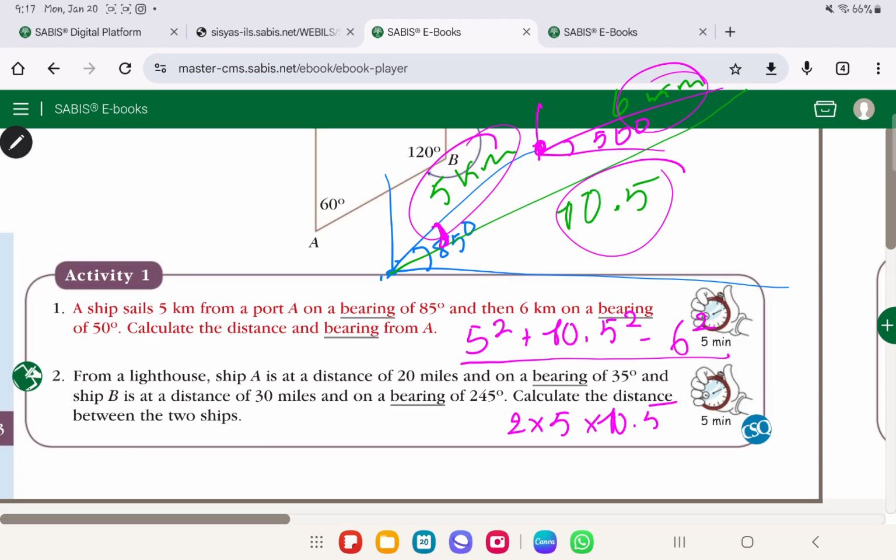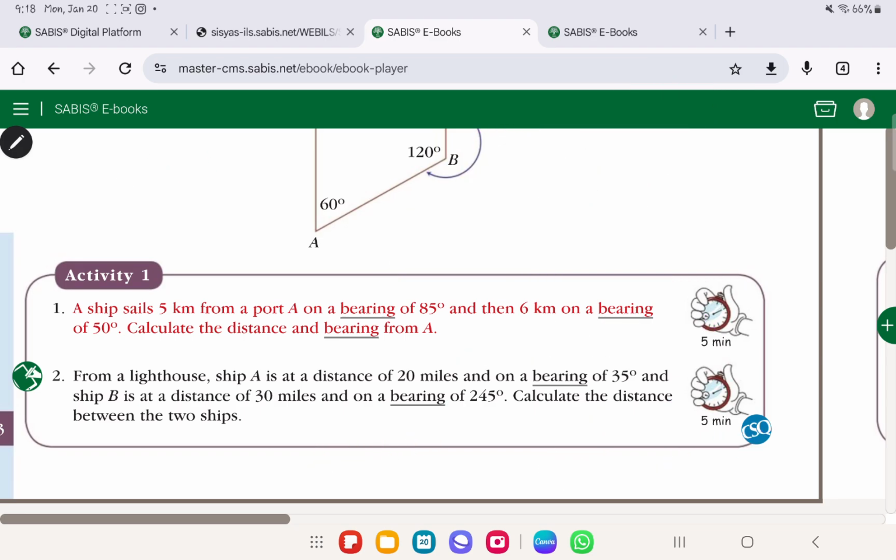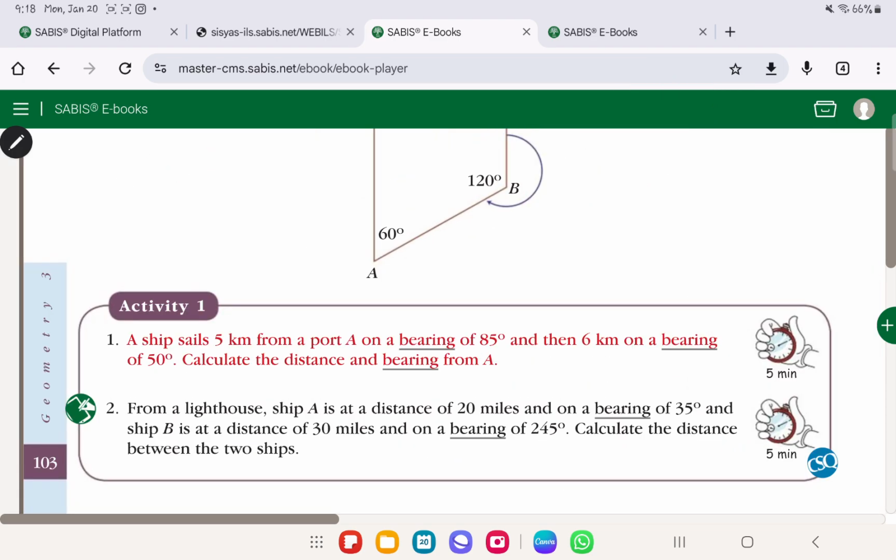If you apply it on the calculator, it is 5 squared plus 10.5 squared minus 6 squared divided by 2 times 5 times 10.5, and you are gonna get that cosine of the angle here, which we will call A, is equal to 0.945. So you are gonna do shift cosine of the answer to get an approximate answer of 19 degrees. So A is 19 degrees.